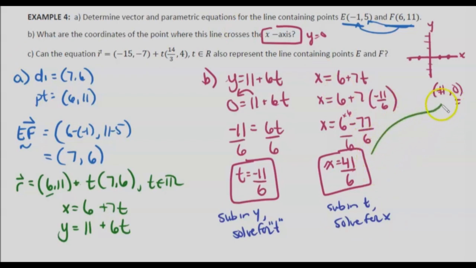So our x value here is negative 41 over 6. Okay, so therefore, the x-intercept, yeah, we can call it x-intercept, that's fine, is negative 41 over 6, comma 0.